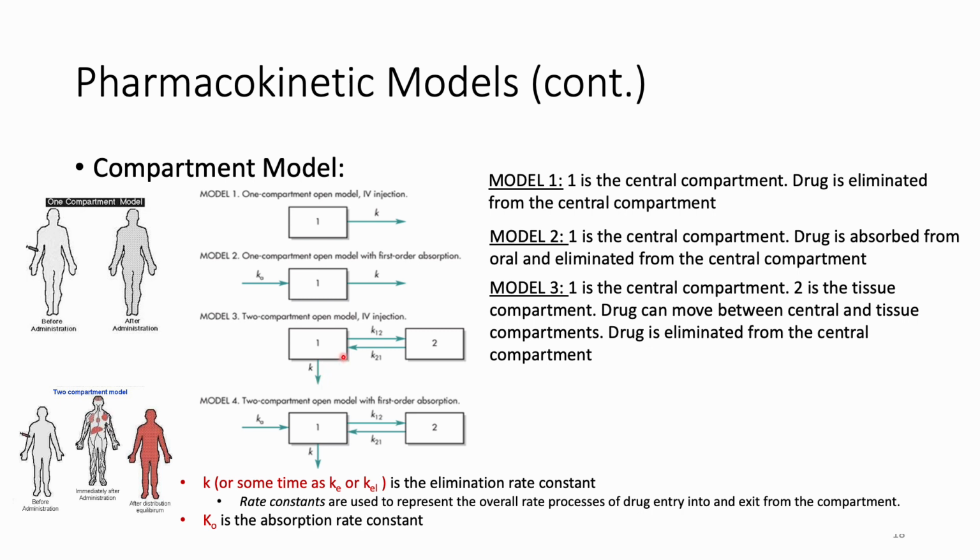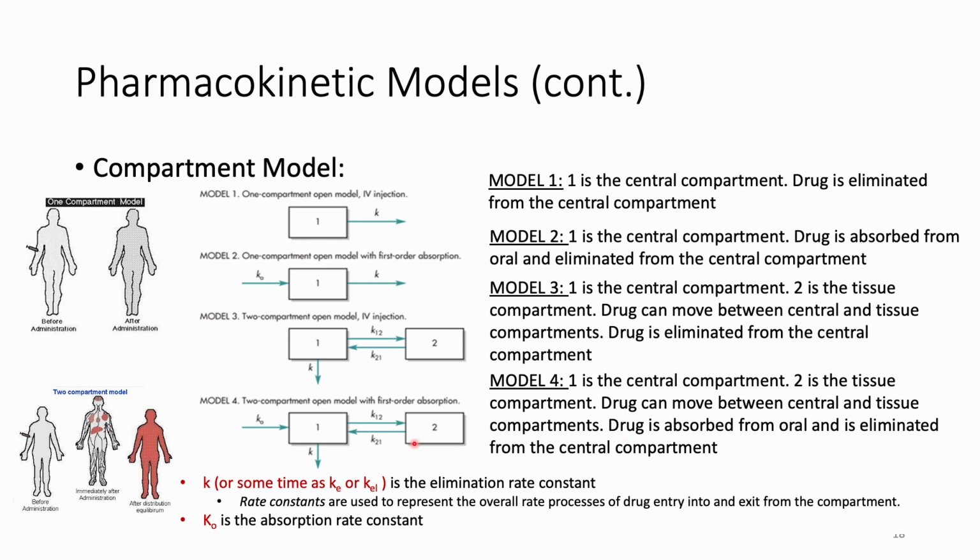However, they also measure the rate constants of drug movement between compartments 1 and 2: K12 is the rate of drug movement from compartment 1 to compartment 2, and K21 is the rate from compartment 2 to 1. Model 4 is still a two-compartment model, but the drug is administered extravascularly and follows first order absorption. Similar to model 3, they have to measure K12 and K21. Because there is drug absorption, they also have to measure the absorption rate constant.